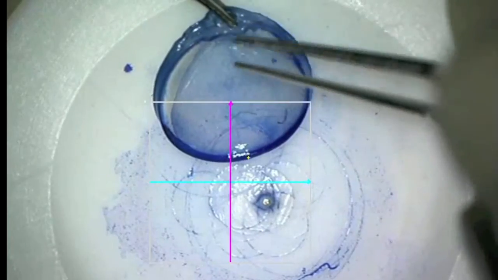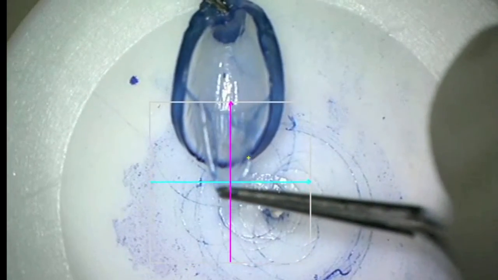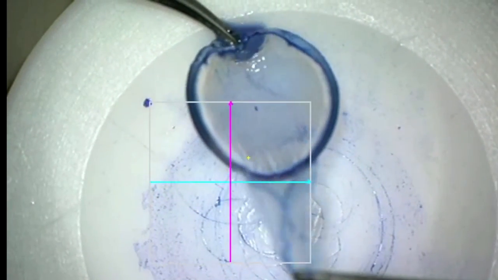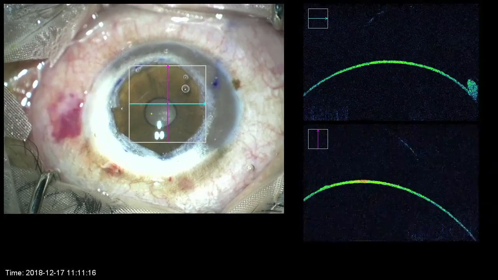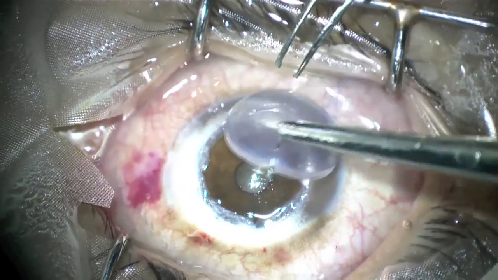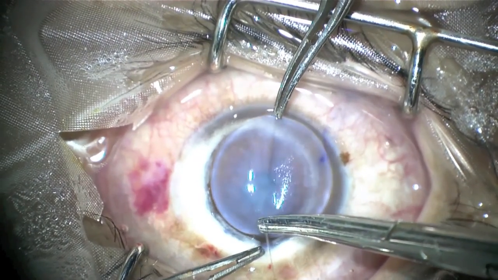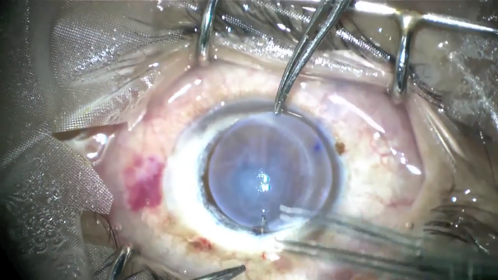Donor cornea is prepared by staining the tissue with trypan blue dye and stripping off the Descemet's membrane. Viscoelastic agent should be completely washed off before transferring the donor cornea over the host's Descemet membrane, which is followed by the placement of the cardinal sutures.